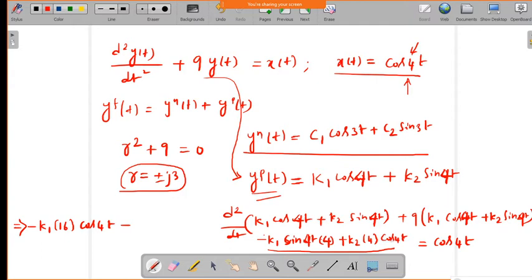Okay. So, 4 into 4 it is 16. So, k2 into, sorry, so here it is minus 16 k1 sin 4t, and similarly here minus 16 k2 sin 4t. So, this is a double differentiation of this one. Okay. So, now add this one to this and equate it to here. So, what you will get?